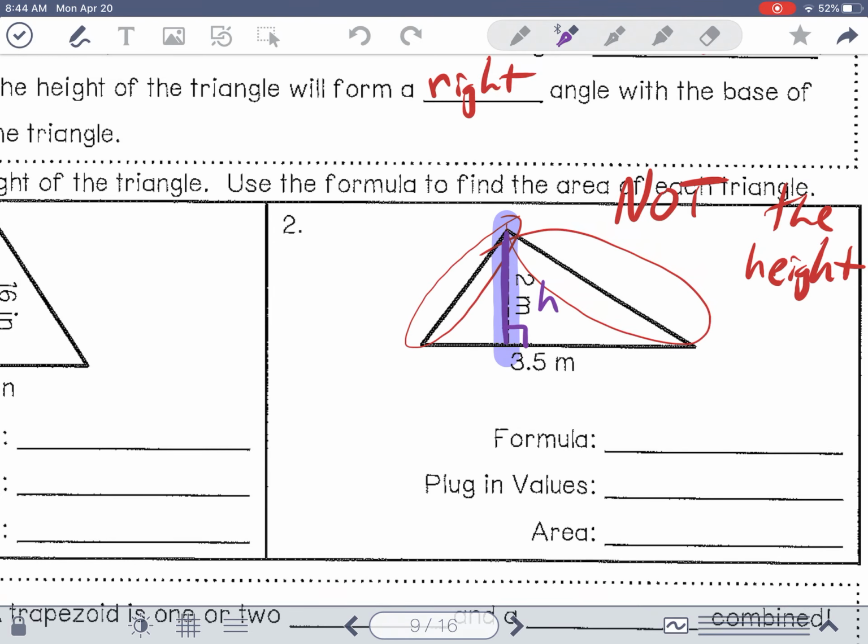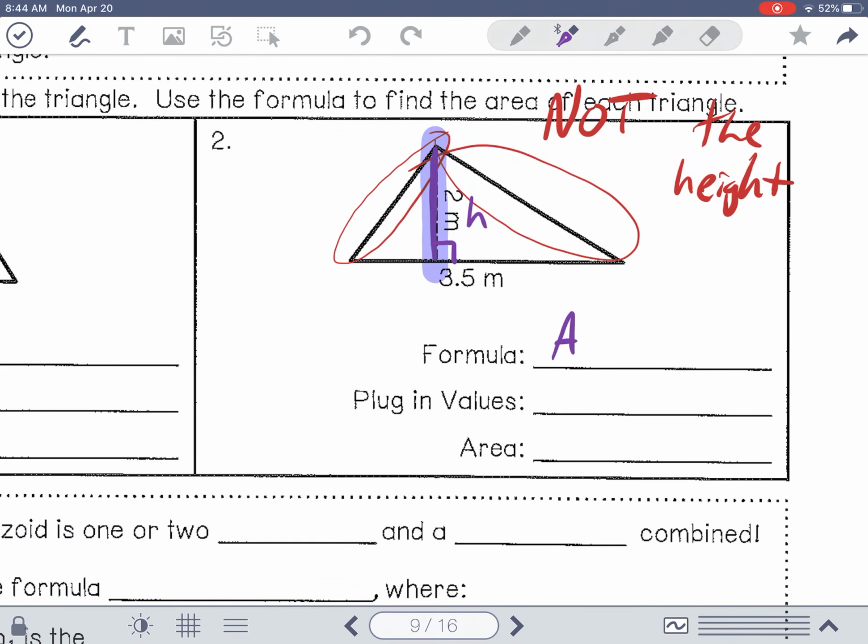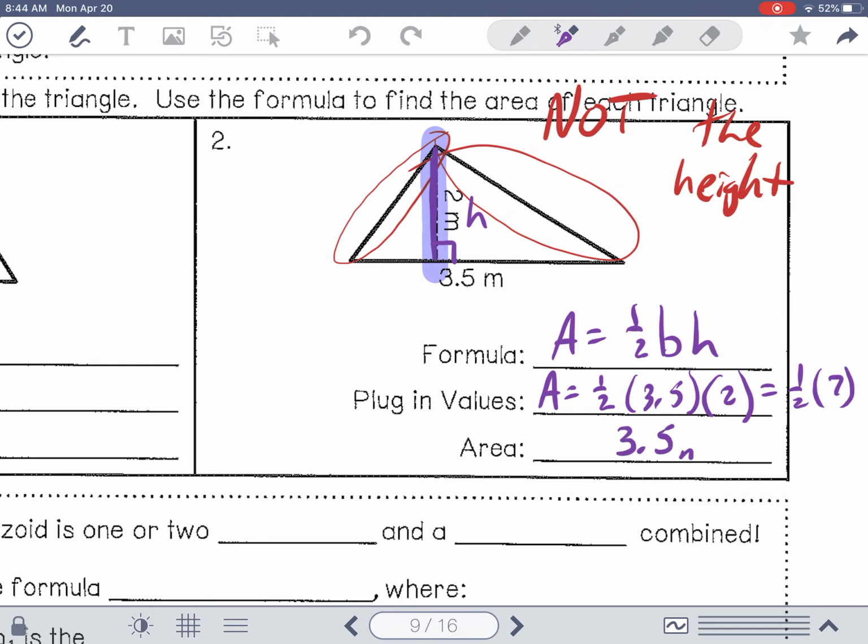Since we're looking at number 2, the formula is area is equal to 1/2 BH. We're going to plug those values in. Area is equal to 1/2 of 3.5 times 2. Then we multiply 3.5 times 2. That gives me 1/2 of 7. So that would give me 3.5 meters.